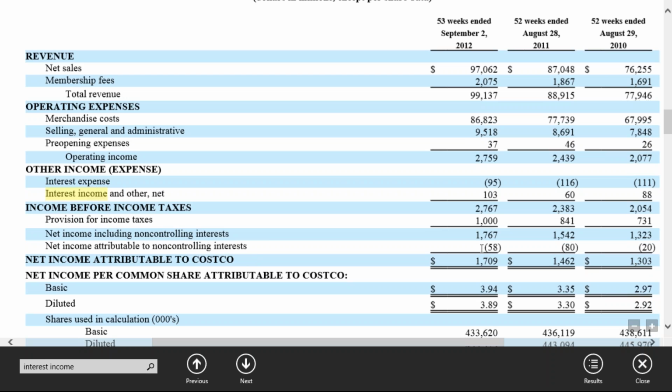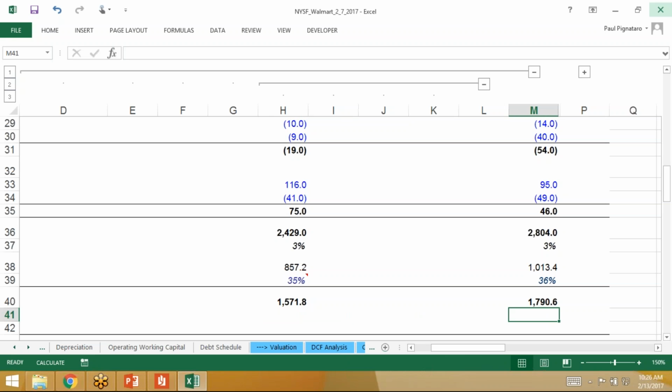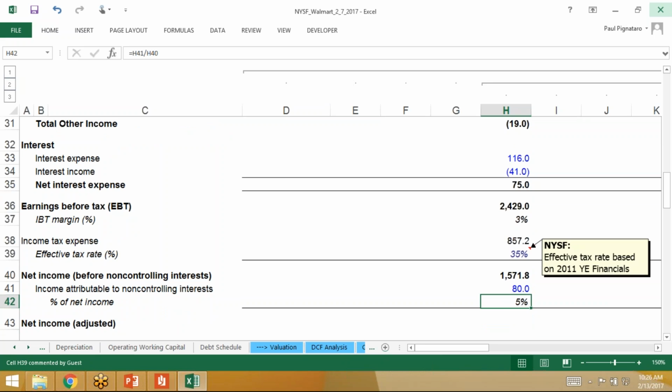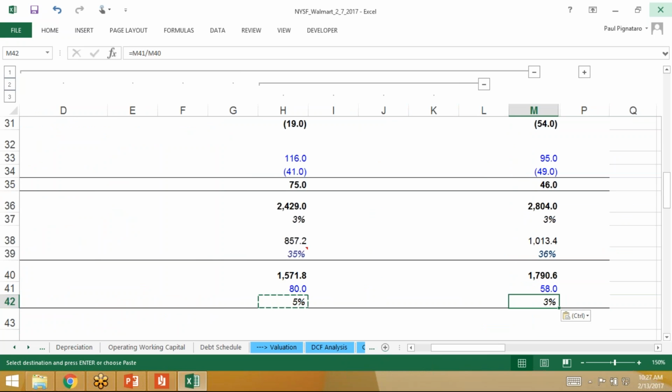Now, here, you want to double check the logic. The parentheses is reducing from 1767 to 1709, so I'm going to list this as a positive number. I'm going to keep the same logic throughout. So I'm going to have 2012, 58, and then 80. And you see here I have a metric, non-controlling interest as a percentage of net income, so that I can use that to project in the future. I'm going to look at what percentage of net income they have been paying. 5% seems pretty standard. I think with Walmart it was 4. I'll drop down to 3.